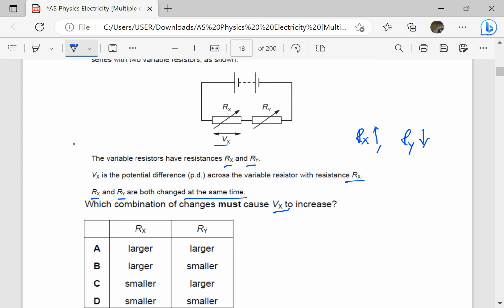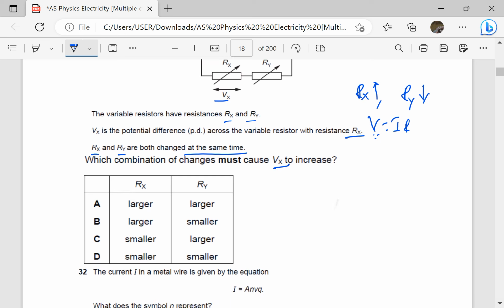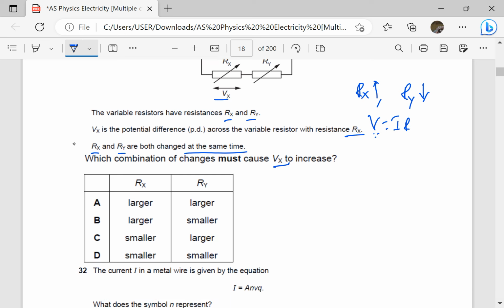Rx must of course increase, must be greater. It's because PD is equal to I times R. If Rx increases, PD is going to be greater. But it will only be greater if Ry is becoming smaller, because if Ry also becomes bigger, then there will be a challenge there. So we are saying Rx must be greater, Ry must be smaller. So the answer is going to be B.